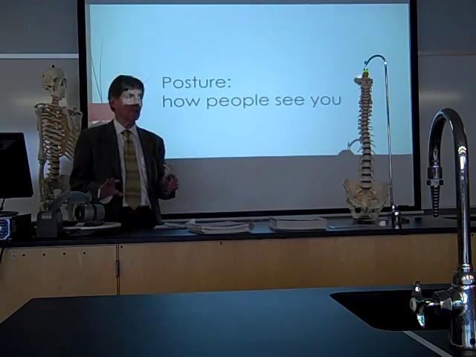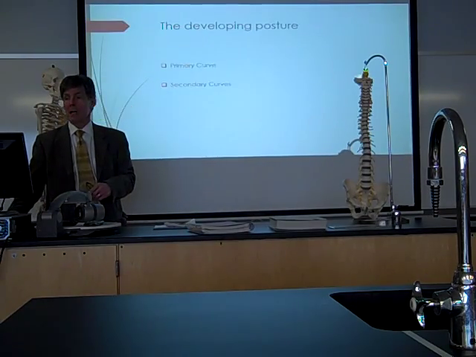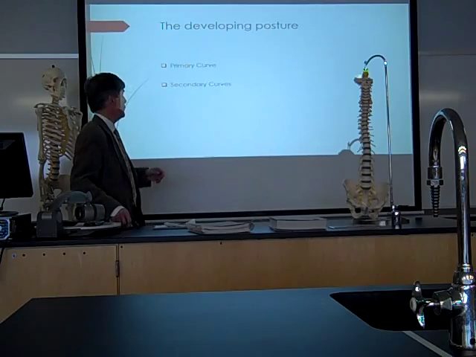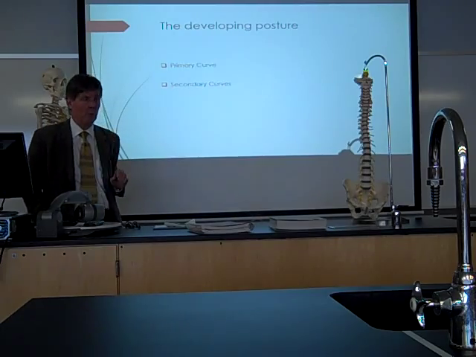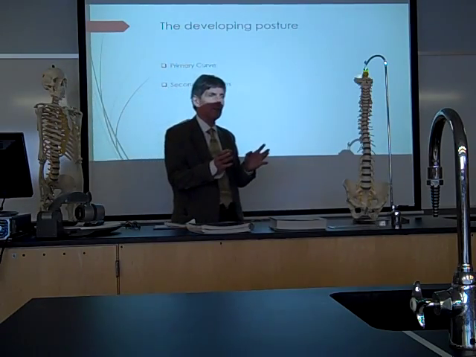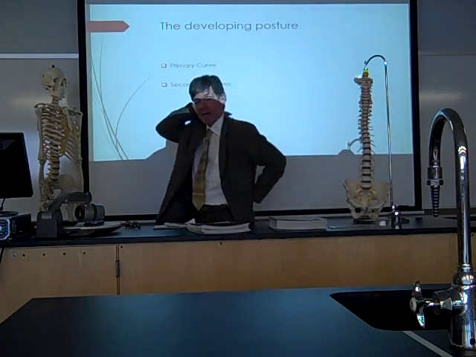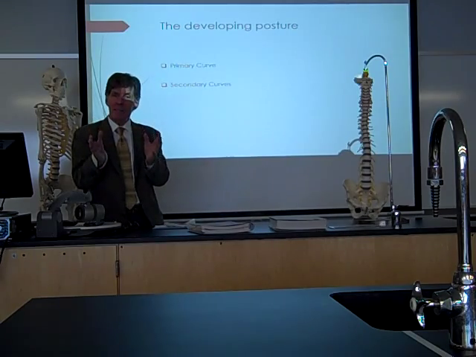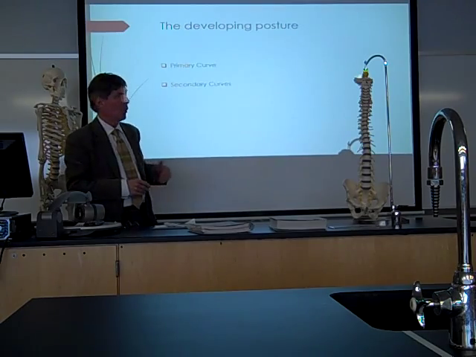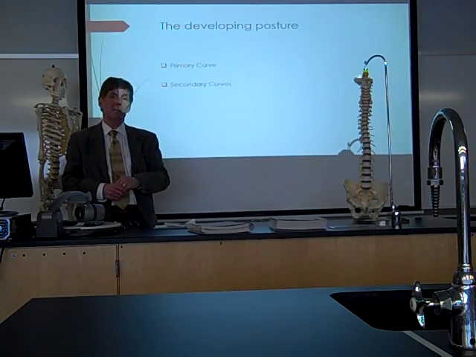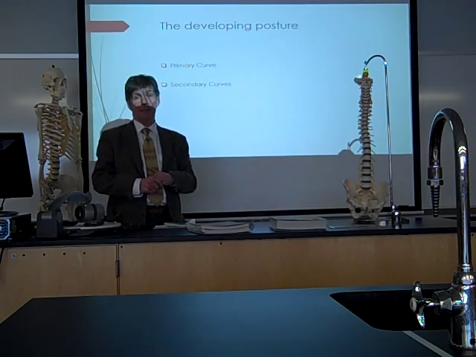So, posture. Posture is how people see you. The question is, how is it that they see you? So let's talk about posture. There are two different types of curves, and those are called developmental curves. The primary curve is that of the developing fetus. We call that the kyphotic curvature of the mid-back, which is the thoracic spine. The baby in that fetal position has a primary curve. Once the baby is born, we start developing the two secondary curves that exist. One is in the cervical spine, and the other is in the lumbar spine.